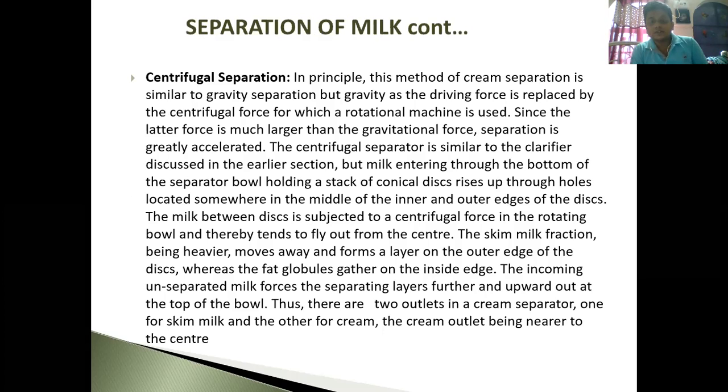The centrifugal separator is similar to the clarifier discussed in the earlier sections, but milk entering through the bottom of the separator bowl holding a stack of conical discs rises up through holes located somewhere in the middle of the inner and outer edges of the discs. The milk between the discs is subjected to a centrifugal force in the rotating bowl and thereby tends to fly out from the center. The skim milk portion, being heavier, moves away and forms a layer on the outer edge of the discs, while the fat globules gather on the inside edge.